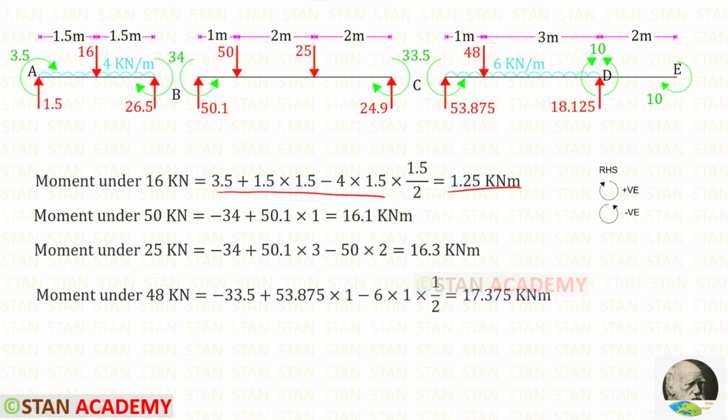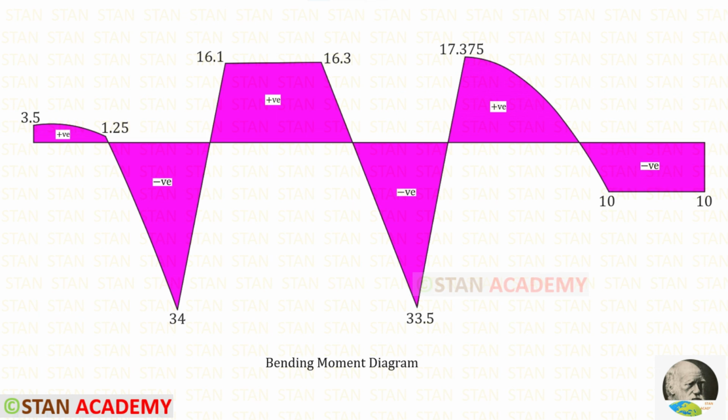In a similar way, we can find the moment under the 50 kN point load and 25 kN point load in the span BC. In the span CD, we can find the moment under the 48 kN point load. Here you can see the bending moment diagram.